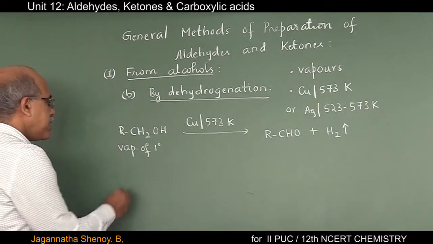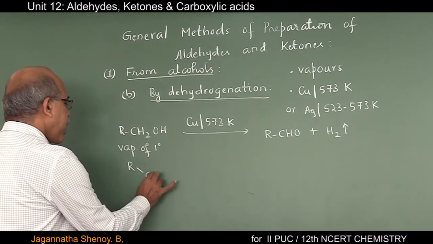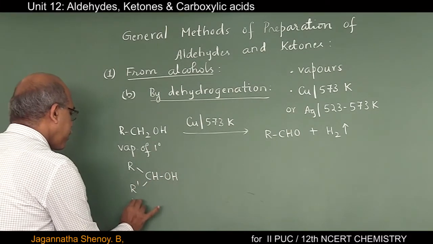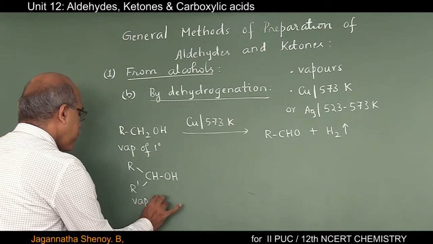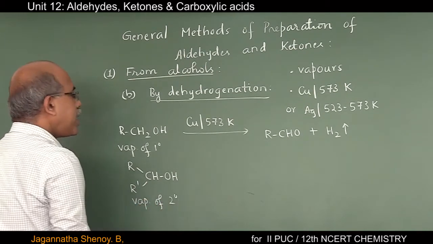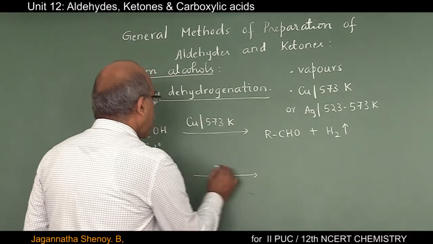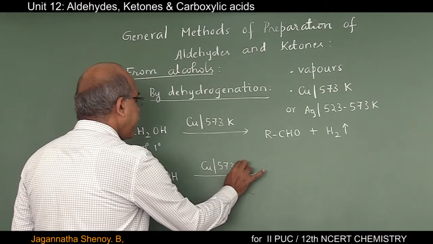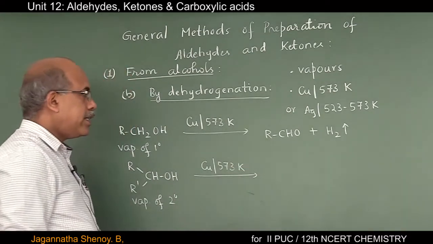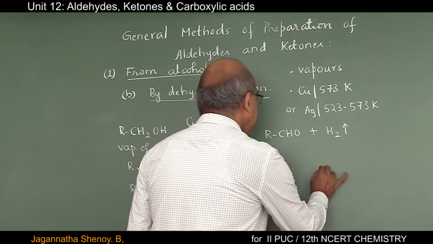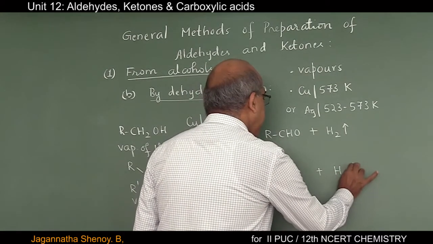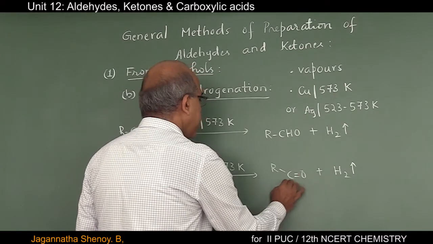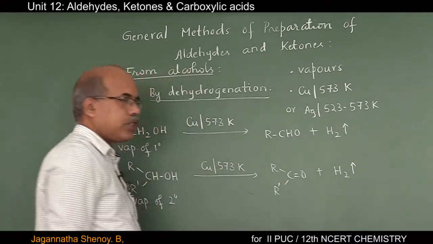Same way, if I start from the vapors of secondary alcohol, and pass the vapors over copper catalyst at 573 Kelvin, again dehydrogenation takes place, H2, and the product obtained is a ketone, RC double bond O R dash.